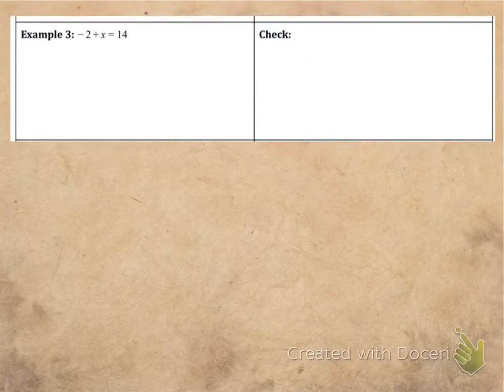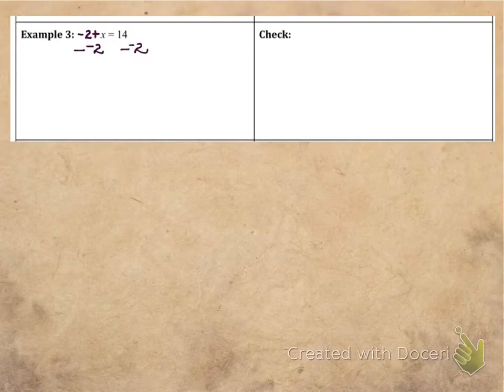Example 3 looks a little different. We have x on the left side of the equal sign now, and we have addition, but we have the negative 2 out in front. So negative 2 is being added to x. So again, we still need to undo addition of negative 2. And there's a couple different ways you can do this. We could do minus, because subtraction undoes addition, negative 2, to both sides.